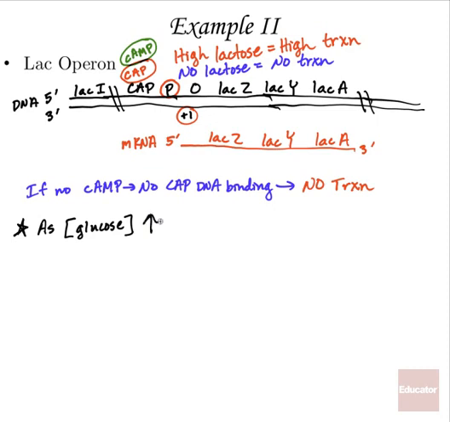Okay? Now, what's important is that, and I'll show you with the star, as your glucose concentration increases, cAMP concentration decreases, and that is going to lead to lower transcription. Well, where does glucose come into play? Well, remember, glucose is a breakdown product of lactose.